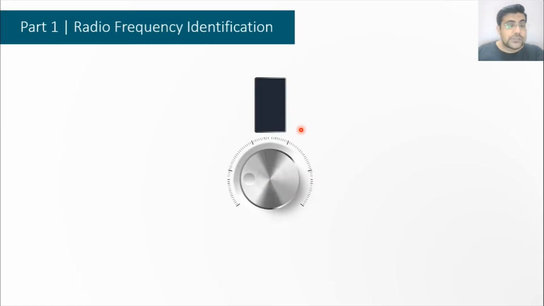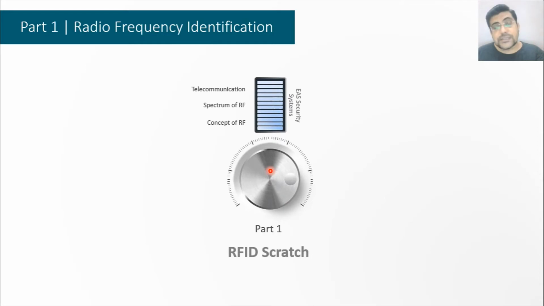But if you haven't watched part 1, I must say watch it now, because we have talked about RFID from scratch. In that part, we discussed the concept of RF, the spectrum and different devices on radio frequency. We discussed telecommunication 1G, 2G, 3G, 4G and 5G, and also EAS, the Electronic Article Surveillance Security System, which is the allied technology of RFID. So must watch it.